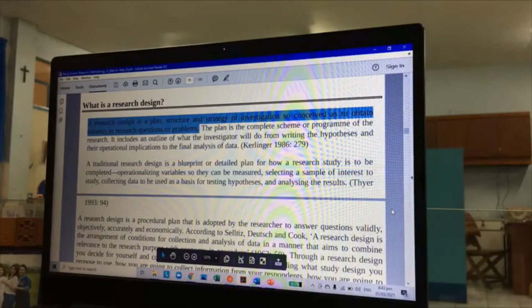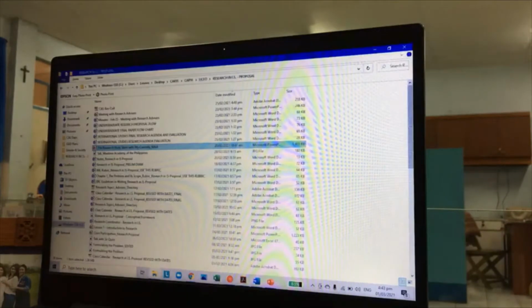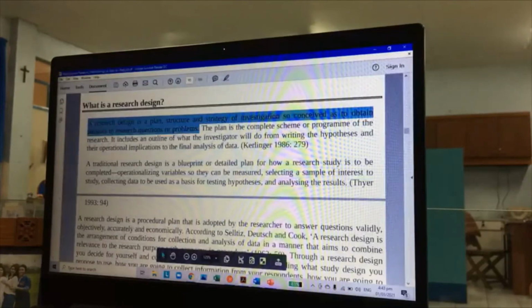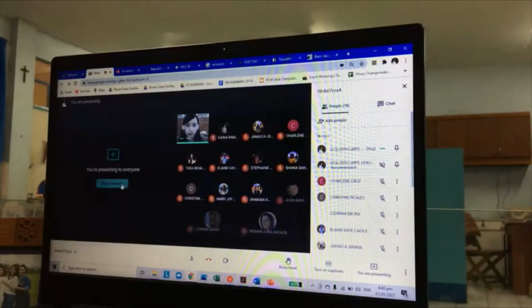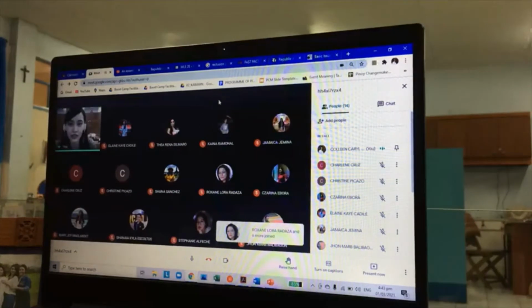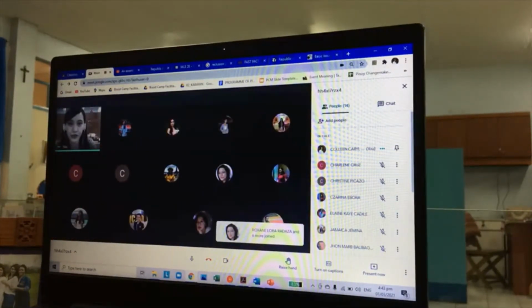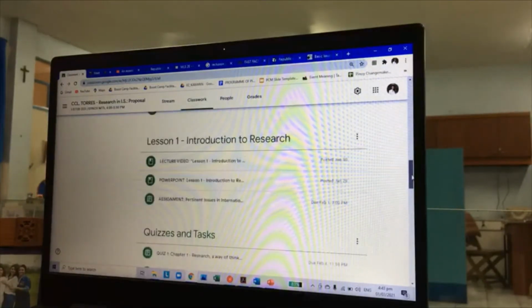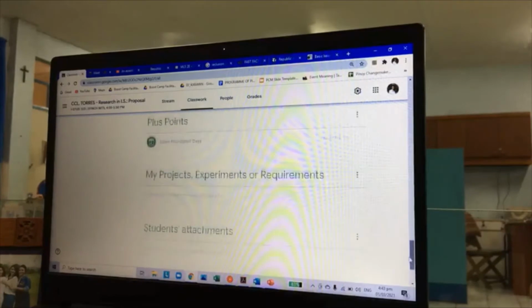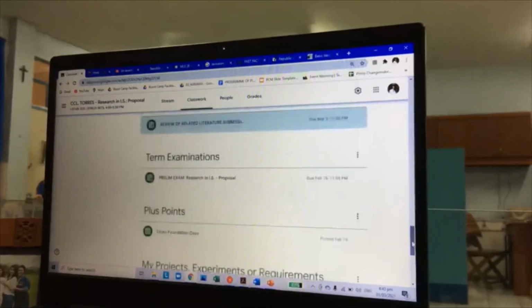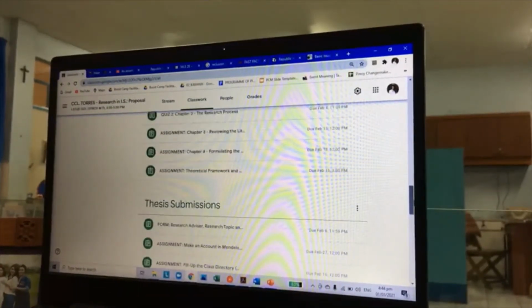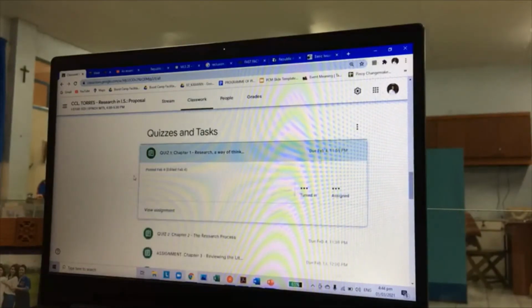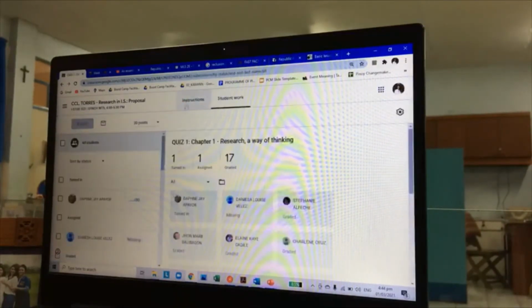You can use the answers that you wrote sa quiz 1. If you can go to quiz 1 ninyo, I'll go to your answers sa quiz 1. Anyone wants to answer? Give an example of a research problem. I'll look through some of your answers. Quiz 1. I asked you to provide examples of research problems under the different types of research.